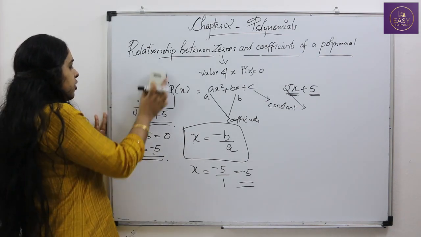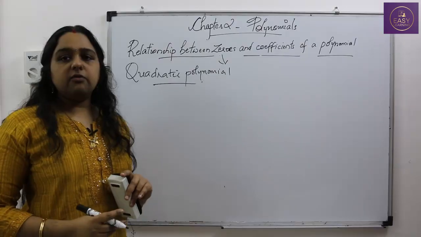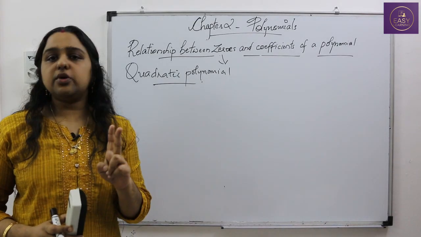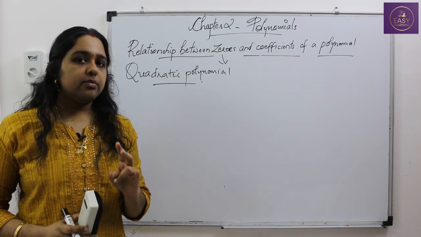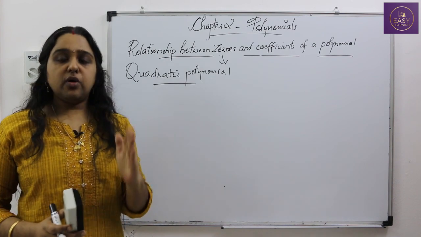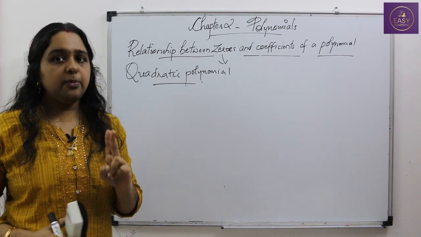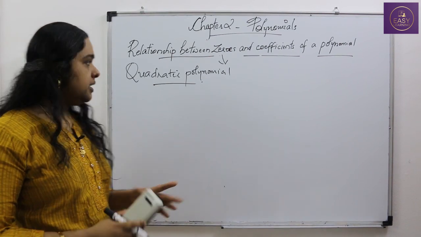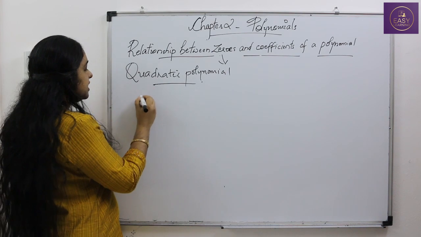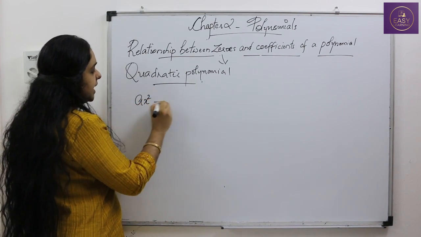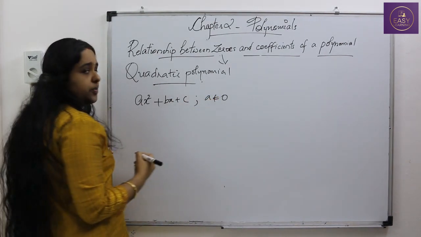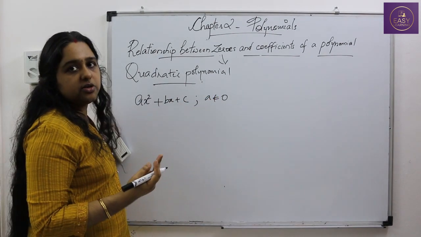Now let's move on to the quadratic polynomial. We know that for a quadratic polynomial we will have two zeros. Why? Because we already learned that the degree of a quadratic polynomial is 2, so at most there will be two zeros. I am writing the general form of a quadratic polynomial: ax square plus bx plus c, where a is not equal to 0.